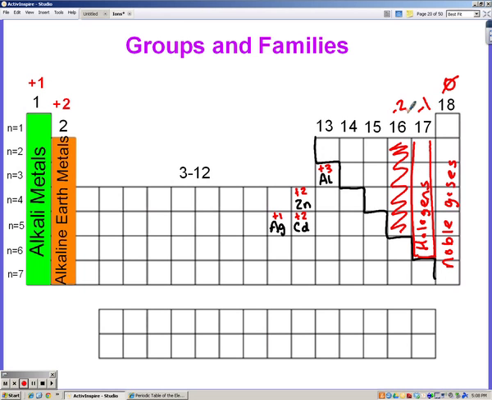Group 15, the nonmetals in that group have 5 valence electrons, so they're going to have a -3 charge. And carbon and silicon will have a charge of -4. And boron is an odd one with a +3 charge.